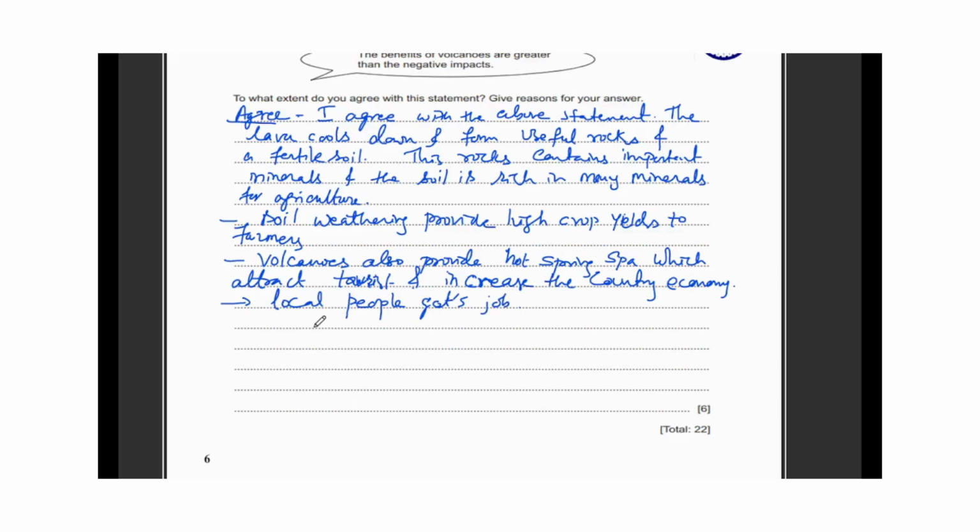Next one, volcanoes can also provide a geothermal source of energy. I have kept 4 points here valid for if the volcano can be positive. But along with that, what else we can do now?